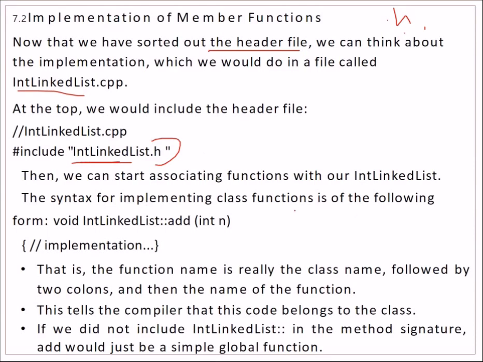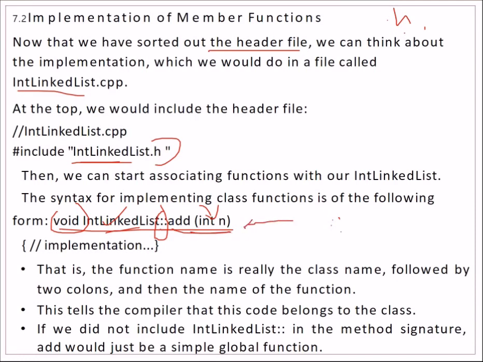So the syntax of implementing a class function is of this form. See the form, please. Void, that means the return type is void. This is the name of the class, and you use this double colon, and we write the function here with the argument. This is called the argument or the parameter. This is followed by the class name, then two colons, and then the name of the function.